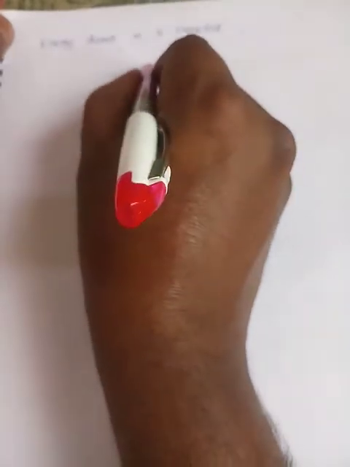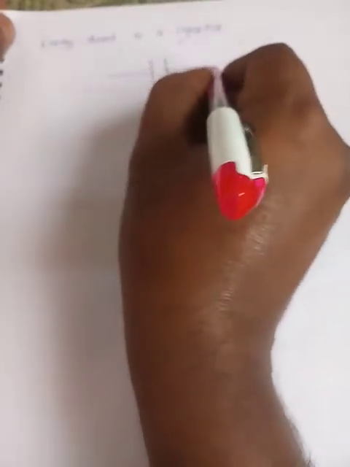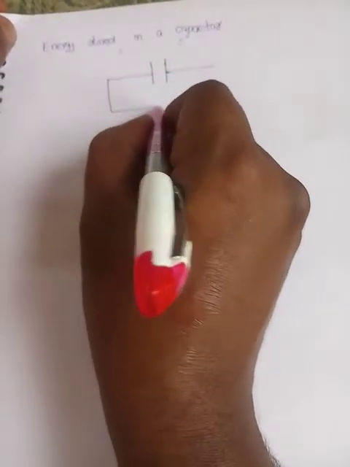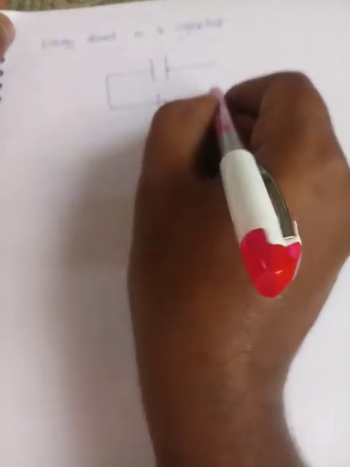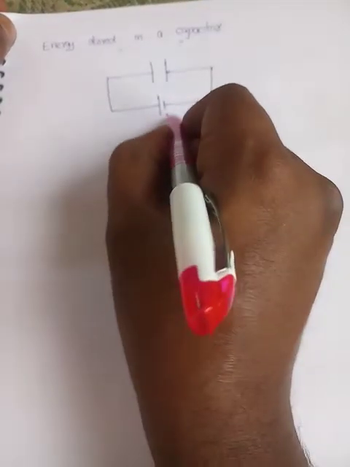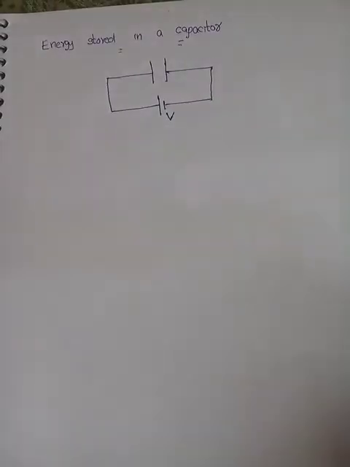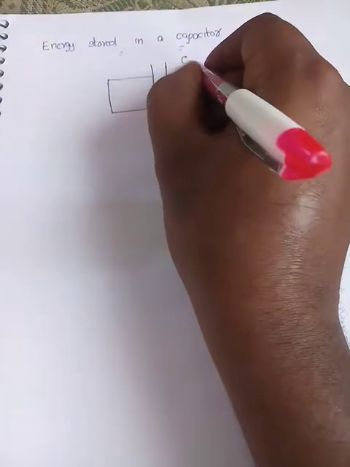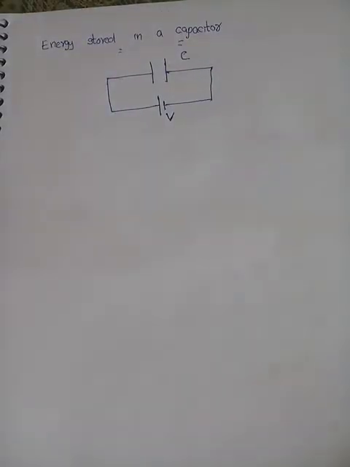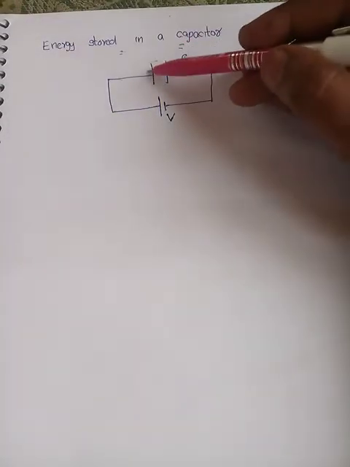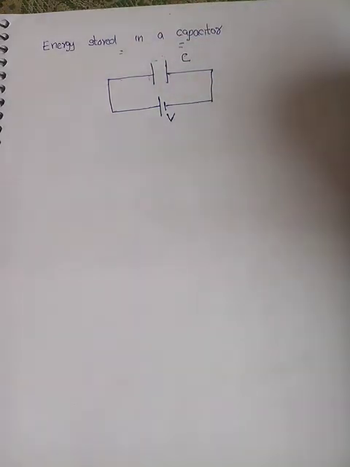So let us take a capacitor and connect it to a battery of potential V. Now the capacitor name is C. Let us assume that initially there is no charge on these two plates. Now we have to give some charge, right?